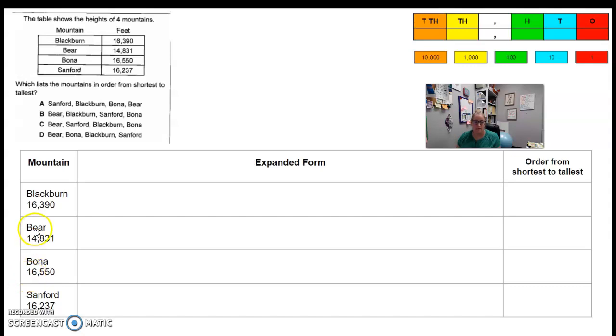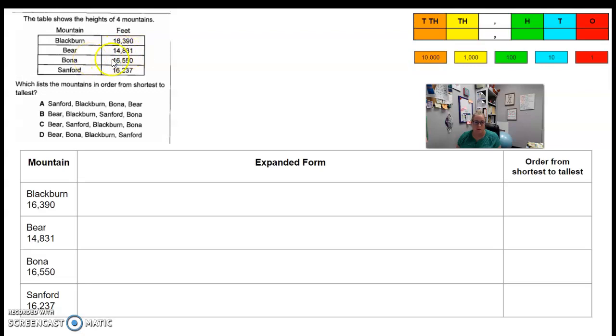Okay, for your activity today, you are going to answer two questions. So the first one says the table shows the heights of 4 mountains. You have this table. On this side are the mountains, and on this side are the height in feet. So Blackburn Mountain is 16,390 feet. Bear Mountain is 14,831 feet.